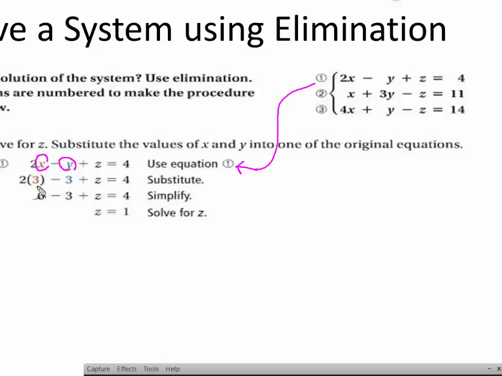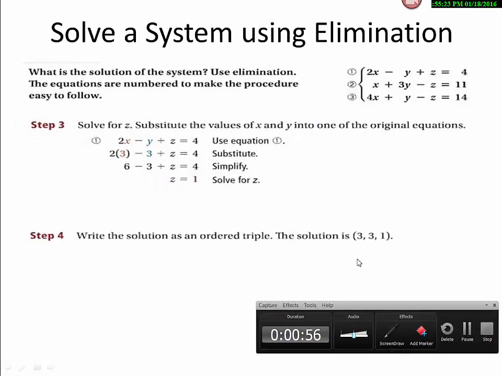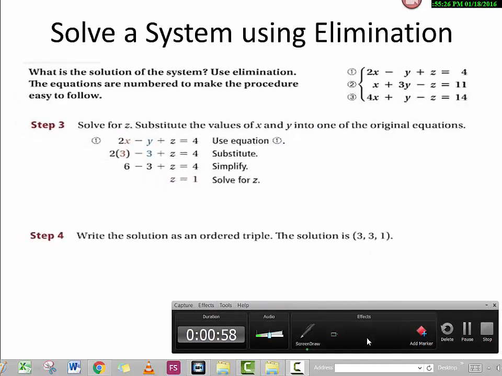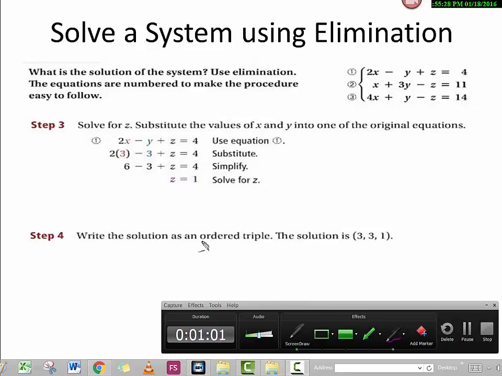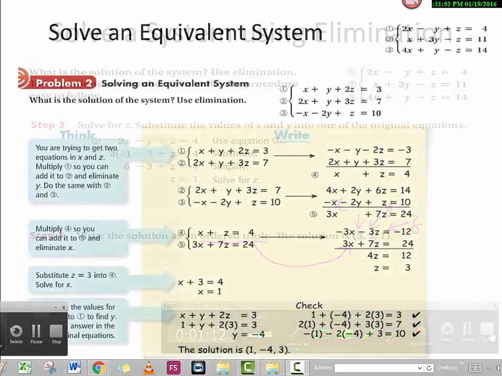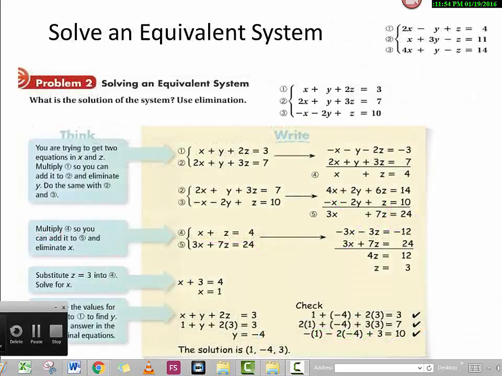So all you need to do is just change the value of x to 3, y to 3. That's what we got from the last PowerPoint slide. And then we solve for z, which is equal to 1. Then we have to write the solution in the form of an ordered triple, which is like this. So this is the value of x, this is the value of y, and this is the value of z. We are done.